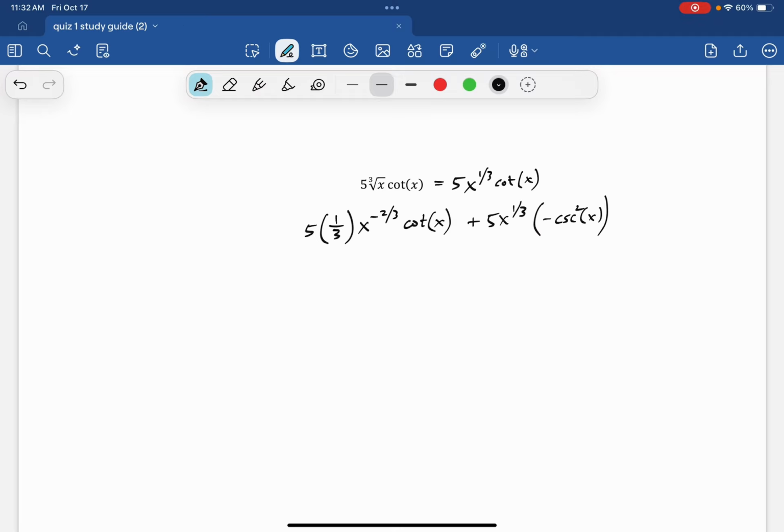Okay, so I'm going to simplify this a little bit. I'm left with 5/3 x to the -2/3 cotangent x minus 5x to the 1/3 cosecant squared x. That's my answer.